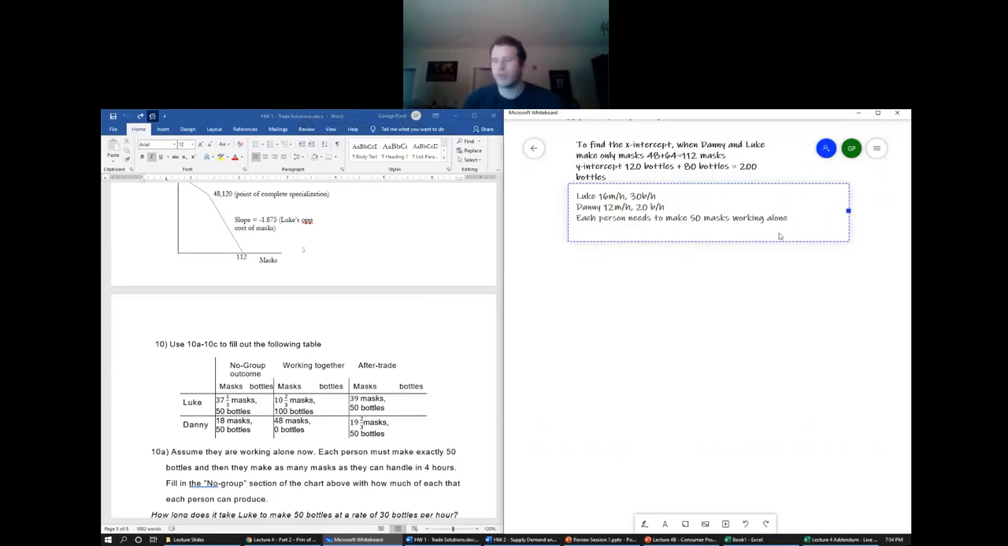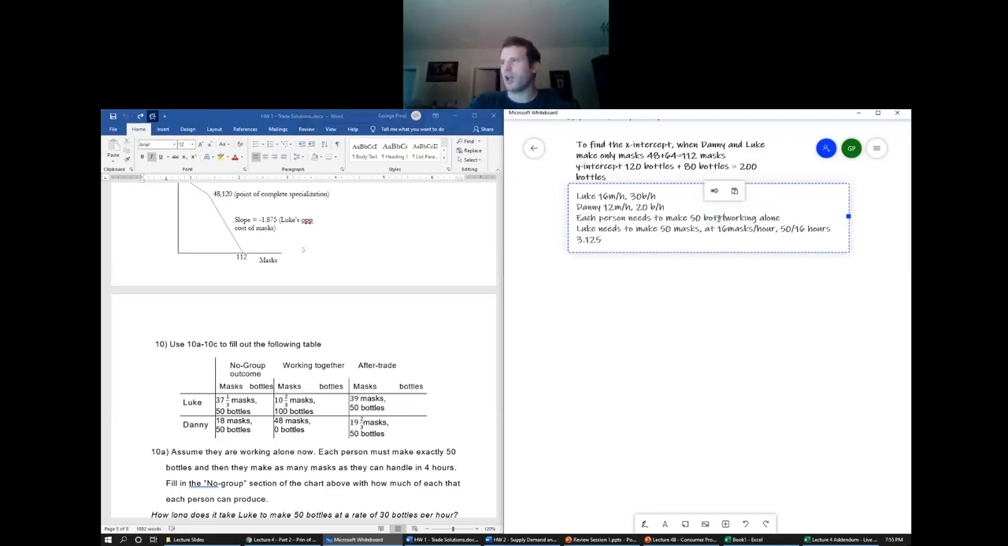Okay. So basically, I want to see how long it takes each person to make 50 masks, how much time do they have left over, and then I multiply that time left over times the rate at which they make bottles. Okay. So Luke needs to make 50 masks at 16 masks per hour. So it takes him 50 divided by 16 hours, which is 3 1/8, 3.125. Oh, that's why I was like, these numbers don't seem familiar.